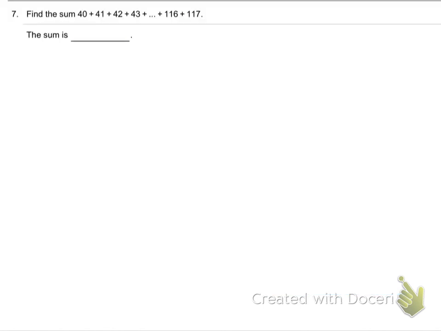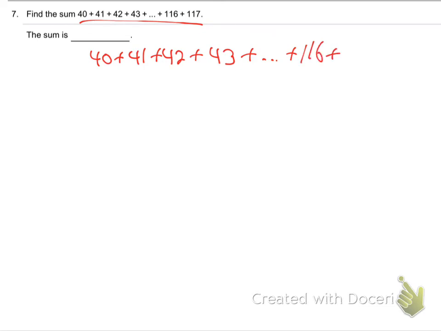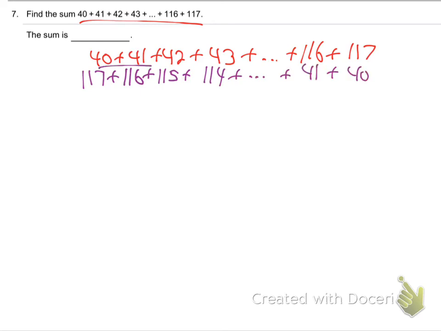Okay, so last one, number 7. Find the sum of these numbers. So start with 40, 41, 42, 43, dot, dot, dot. 116, 117. So how are we supposed to do this? Remember the trick? Write the list forwards and backwards down below. So 117, 116, next would be 115, 114, dot, dot, dot. All the way, the last two would be 41 and 40. So there's the list forwards and backwards, and then add them up, right?